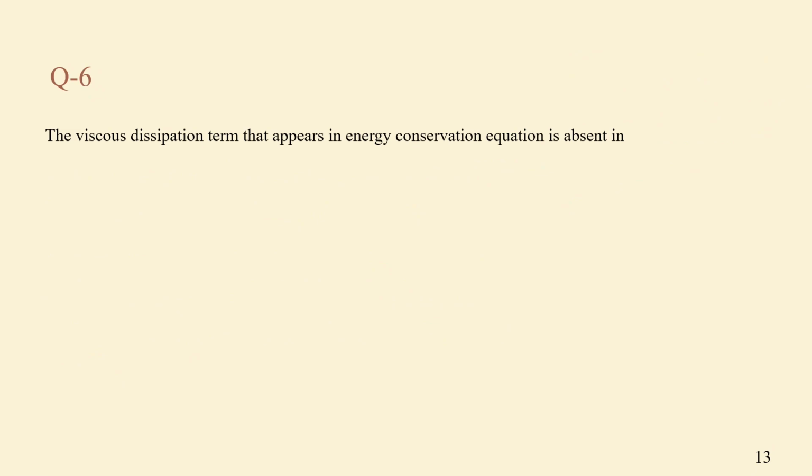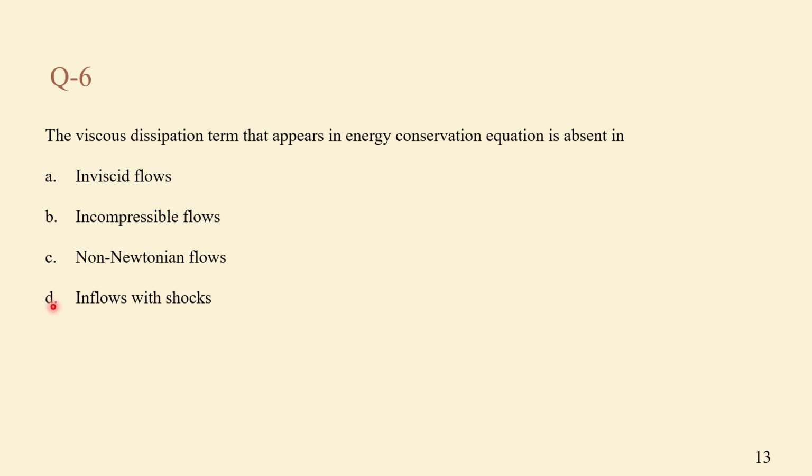Now we will go to question 6. In question 6, it is mentioned that the viscous dissipation term that appears in the energy conservation equation is absent in: option A, inviscid flows; option B, incompressible flows; option C, non-Newtonian flows; option D, flows with shocks. Viscous dissipation means that because of the viscous force, if there is an energy loss happening inside the system, that would be absent in which of the following systems?